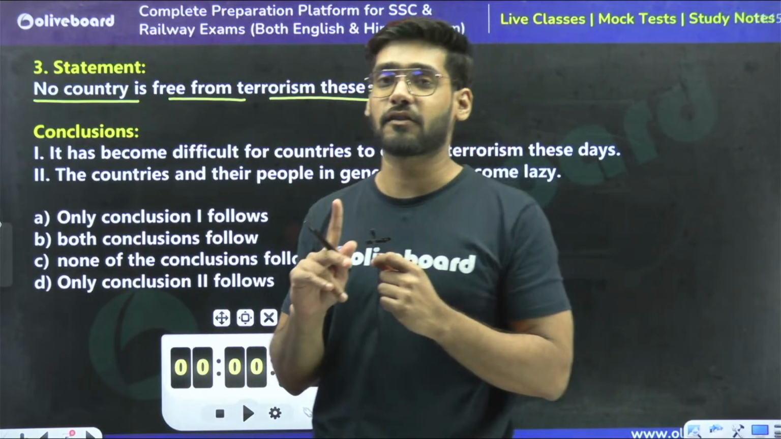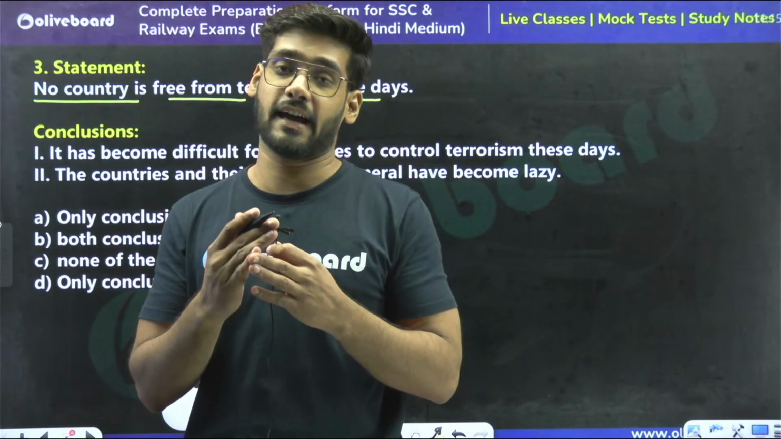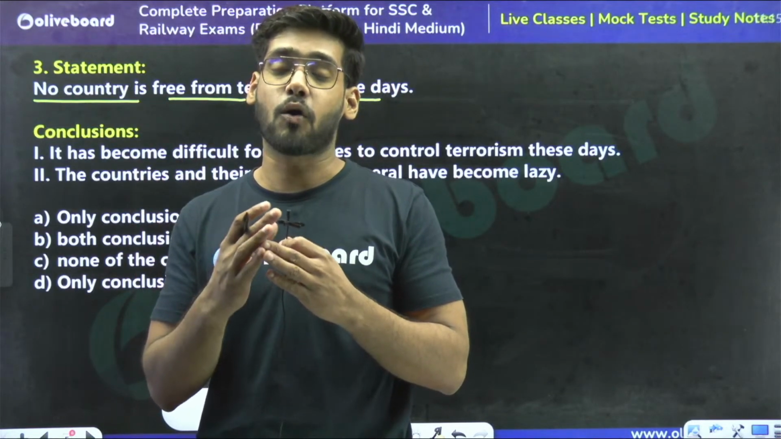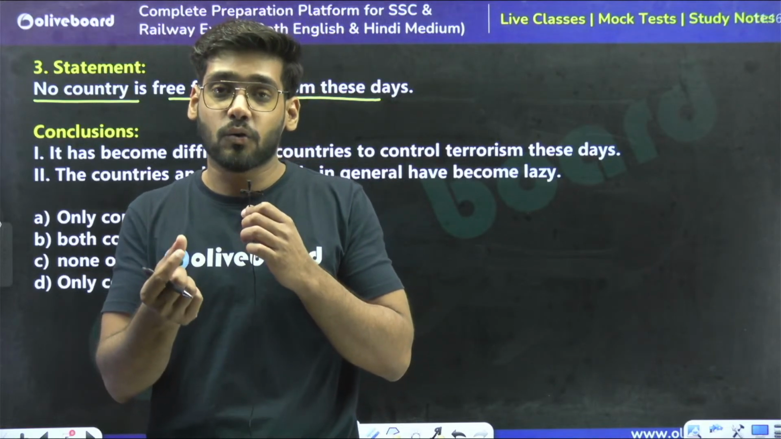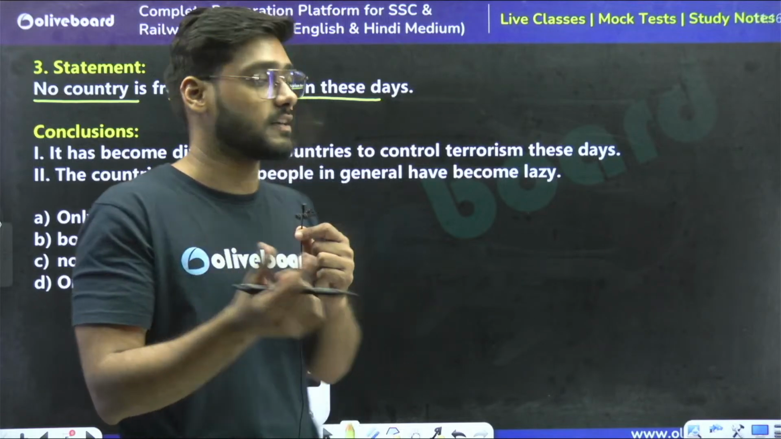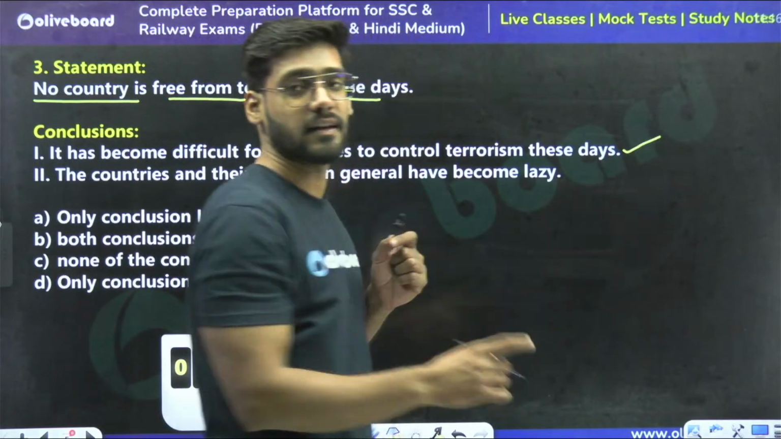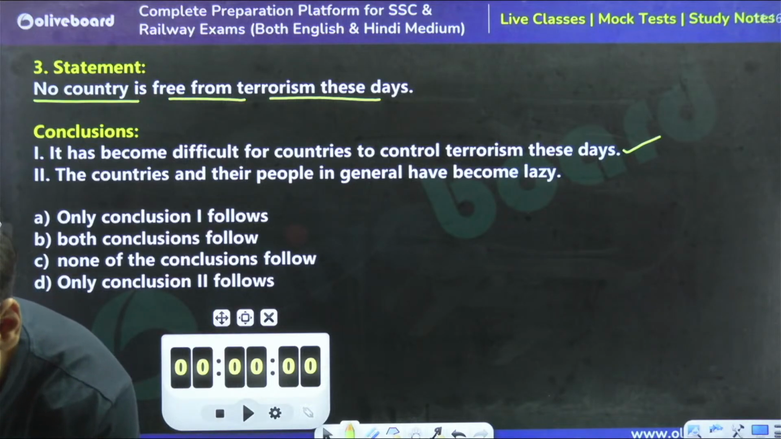This can be the right conclusion, that it has become difficult for countries to control terrorism. Even after having all the modern amenities, countries are not able to control terrorism. That's why no country is free from terrorism these days. This is the right conclusion we can draw.